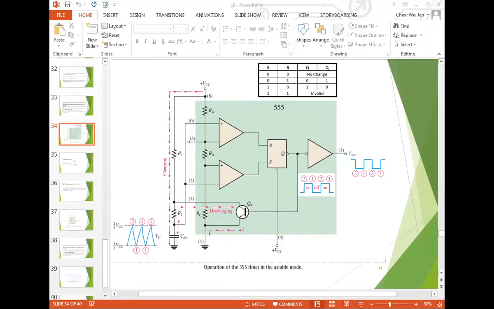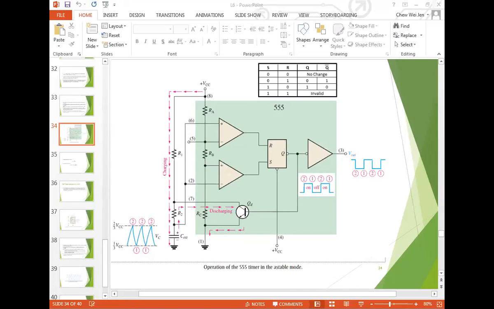Now look at these two comparators, the upper comparator and the lower comparator. When we see a comparator, how do we know whether the output is high or low? You always take the value at the non-inverting leg minus the value at the inverting leg. As long as the value at the non-inverting leg is higher than the value at the inverting leg, the output is high. Once the value at the non-inverting leg is lower than the value at the inverting leg, the output becomes low. Correct?